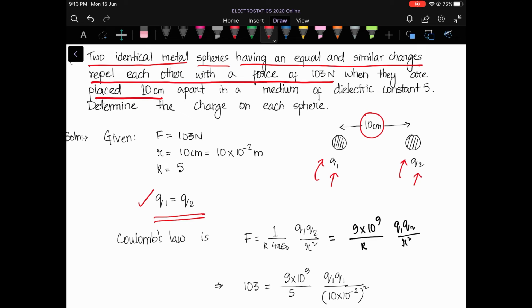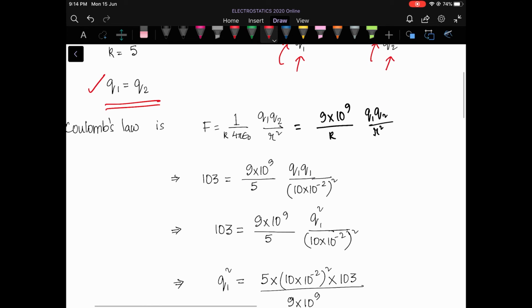What else is given in the question is the force, the distance, and also the medium in which the two spheres are kept, and that medium is found to have a dielectric constant of 5. When I use Coulomb's law now, I must write as usual 1 by 4 pi epsilon naught Q1 Q2 by R square, and obviously since the medium is not air, I must also divide by K, which is known as the dielectric constant of the medium. We have written the force, we have written the value of 1 by 4 pi epsilon naught, which is 9 into 10 to the power 9, and we have divided by the dielectric constant 5.